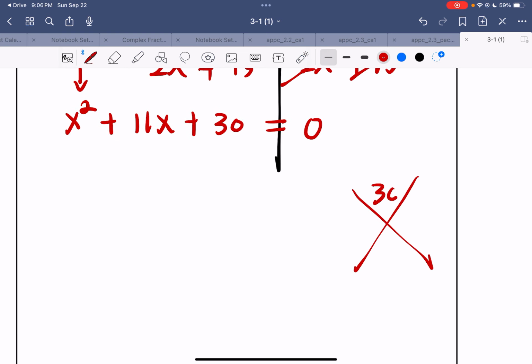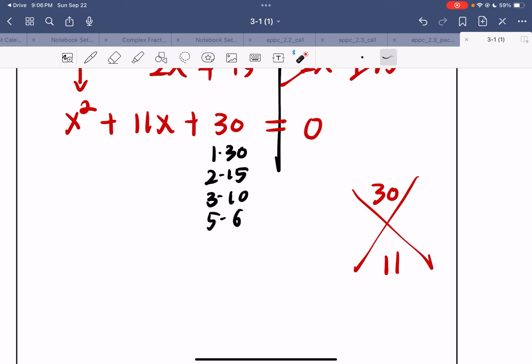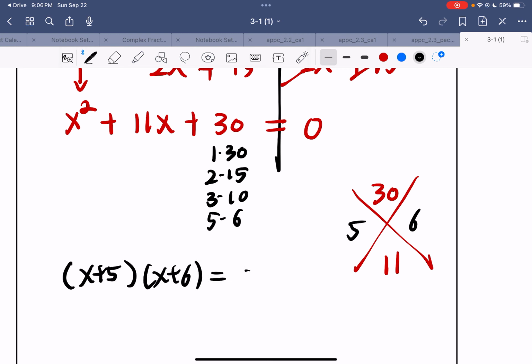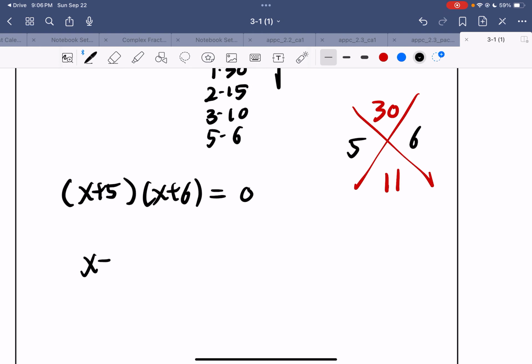So I'm going to put 30 on the top, 11 in the bottom. What can give you this? 1 times 30, 2 times 15, 3 times 10. 4 does not go in there because 4 will give you a fraction or decimals. 5 times 6. Since it's positive, which one of these should add up to 11? This, 5 and 6. So you will have x plus 5, x plus 6, that is equal to 0. Therefore, the x-intercepts are negative 5 and negative 6.